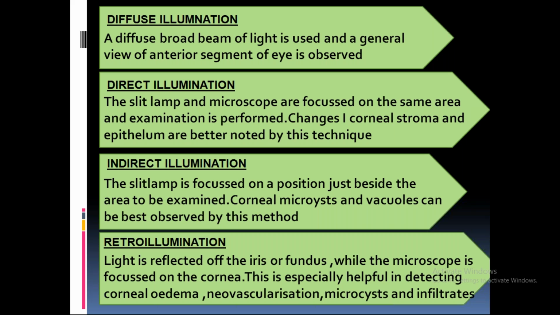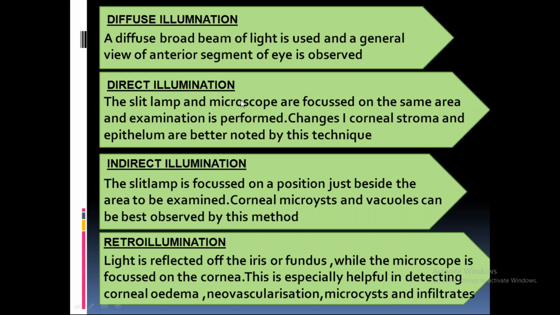In diffuse illumination, a diffuse broad beam of light is used and a general view of the anterior segment of the eye is observed. In direct illumination, the slit lamp and microscope are focused on the same area and examination is performed. Changes in the corneal stroma and epithelium are better noted by this technique.